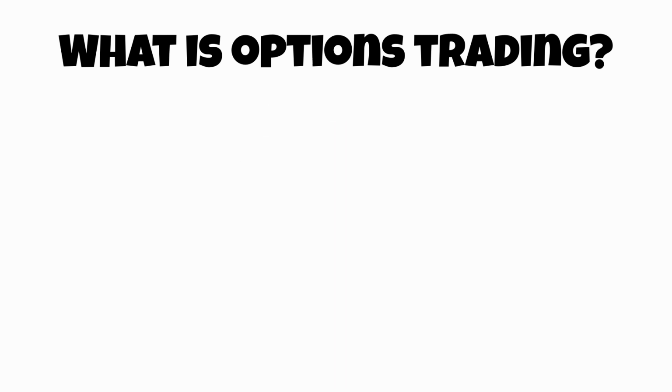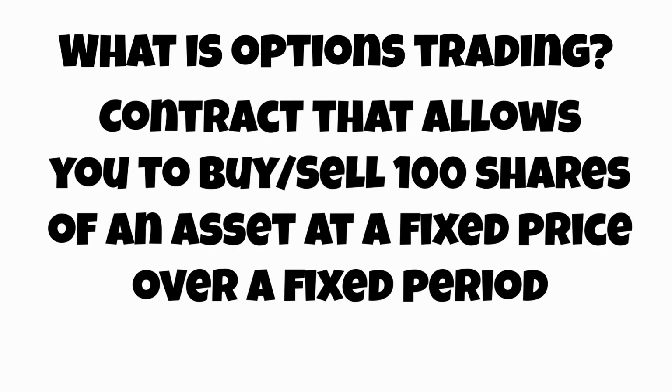To put it simply, options contracts are purchasable assets that give you the right but not the obligation to buy or sell 100 shares of an underlying asset at a set price on or before a specified date.